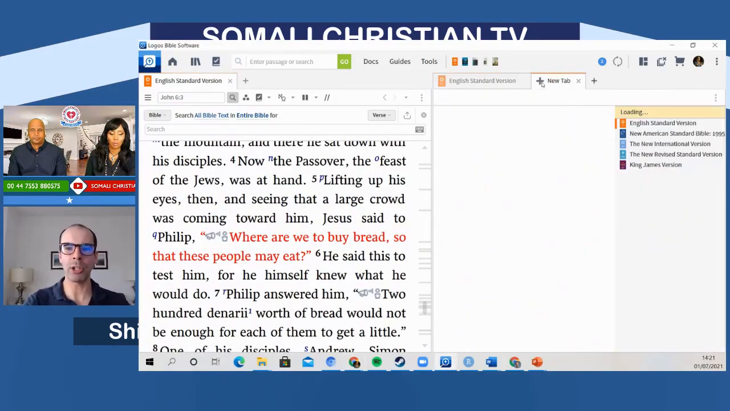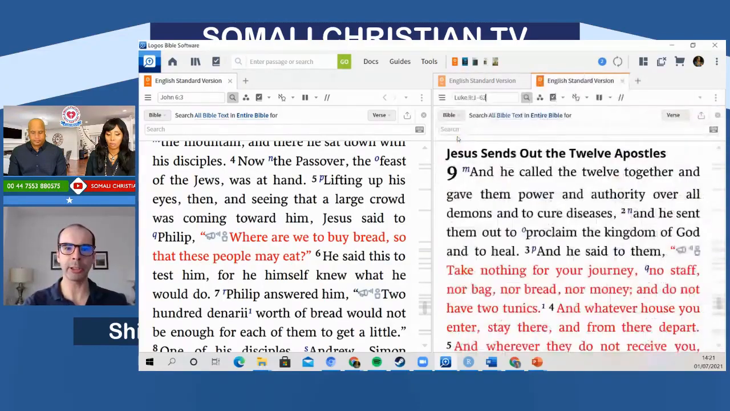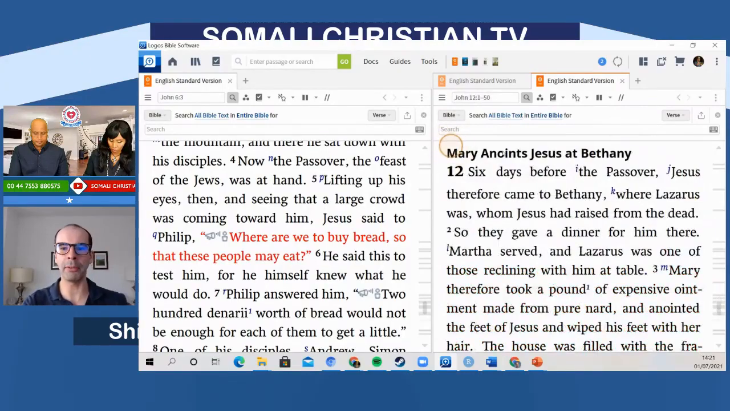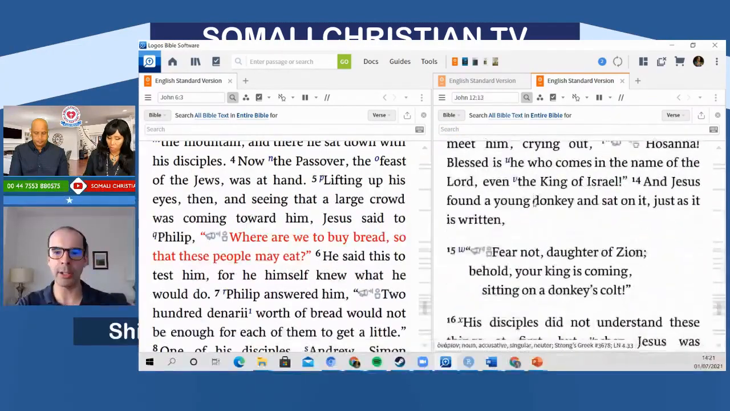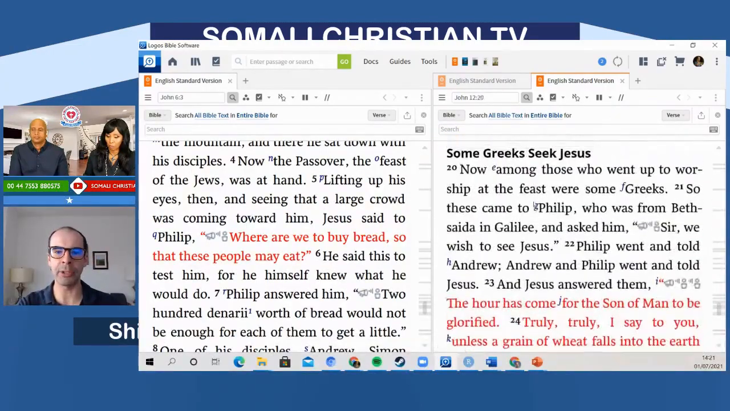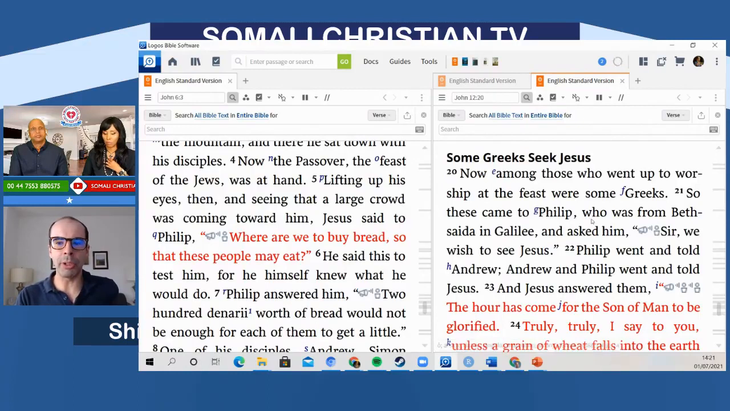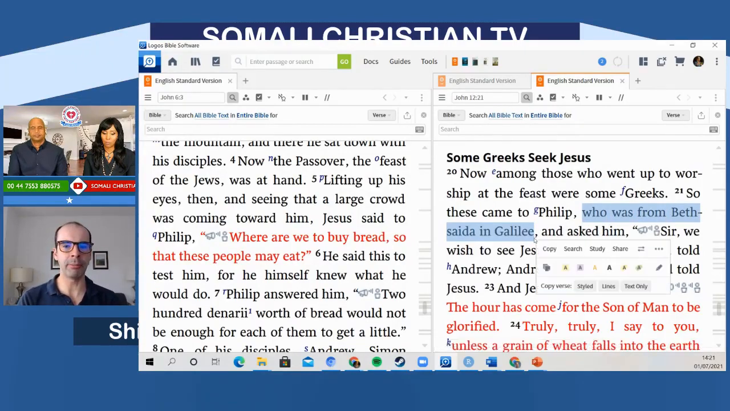Now, let's go over six chapters later. It's a completely unrelated part of John's Gospel, John chapter 12, where we read, concerning a different Passover feast, that among those who went up to worship at the feast were some Greeks. So these came to Philip, who is from Bethsaida in Galilee, and asked him, Sir, we wish to see Jesus. So we learn just very incidentally here in this parenthesis that Philip was from Bethsaida in Galilee.